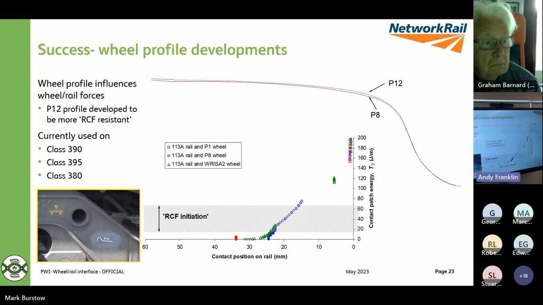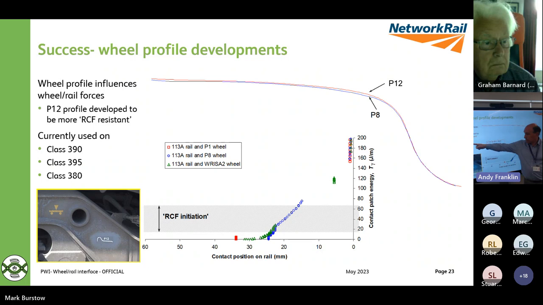In other areas outside yaw stiffness, we've also developed wheel profiles. In the wheel set standard, which is 10 years old now, you can also choose a P12 wheel profile, which is a variant of P8. It's designed to give a little bit of relief in the flange root area, to try and reduce the forces that cause rolling contact fatigue by not contacting there so much. And that's been very successful. That's currently used on at least three fleets, to my knowledge.